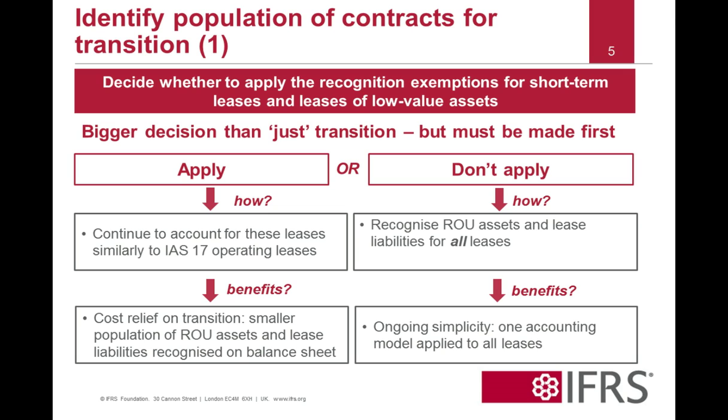So next, we'll talk about the other decision to be made that will affect the population of contracts on transition. This one applies only to lessees and is a decision about whether to use the recognition exemptions in IFRS 16. These exemptions relate firstly to short-term leases of less than 12 months duration, and secondly to leases for which the underlying asset is of low value.